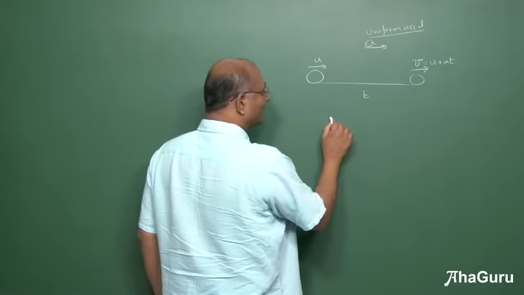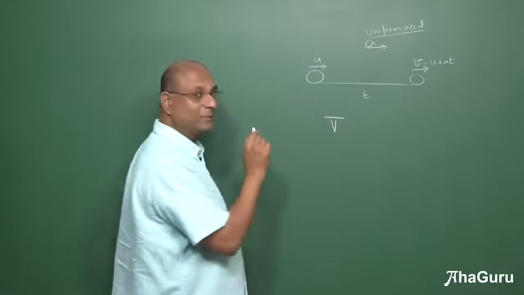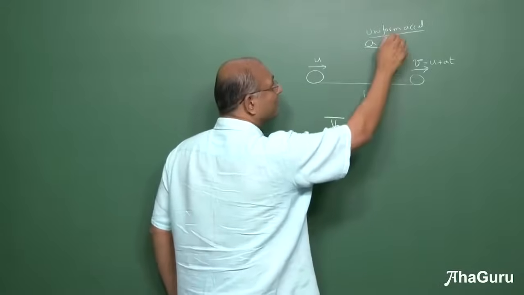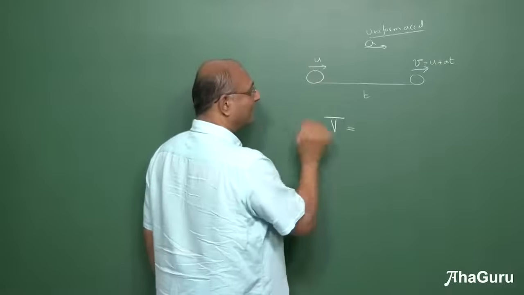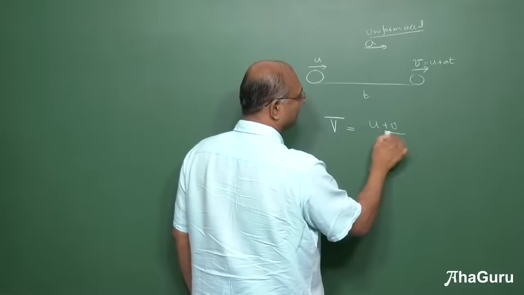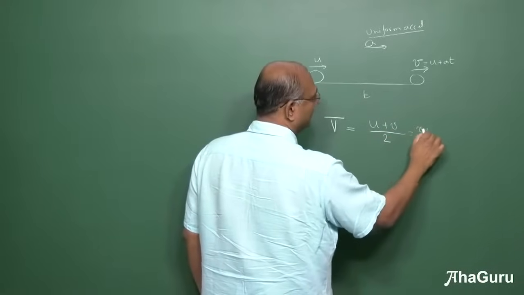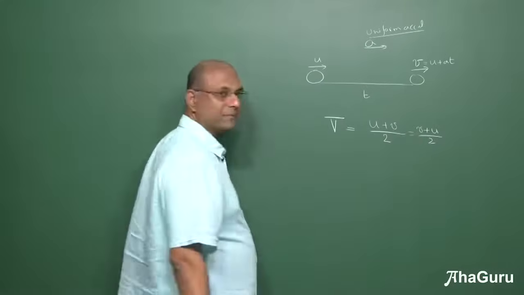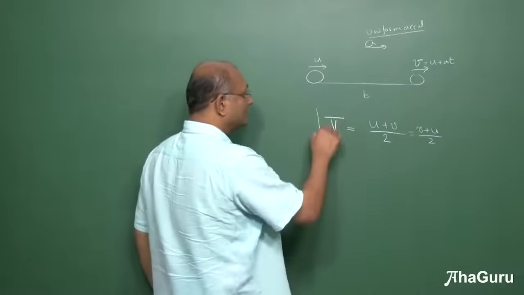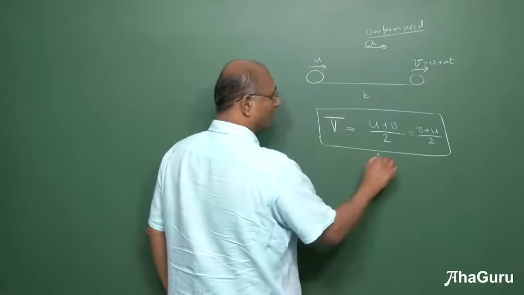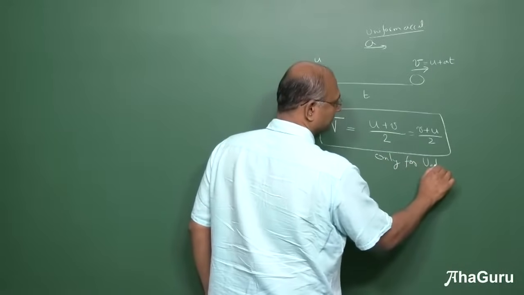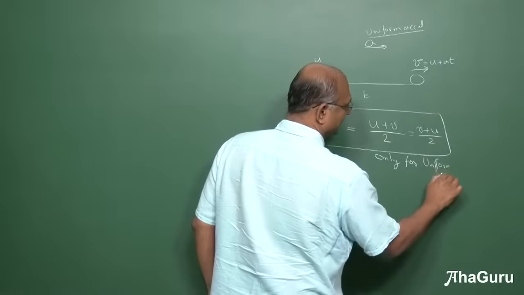Now, there is one rule that I'm going to say without actually proving it. We'll worry about the proof later. Average velocity for uniform acceleration only is u plus v by 2, or v plus u by 2. Final plus initial, initial plus final, doesn't matter, by 2. Now this is not true always. Only for uniform acceleration.